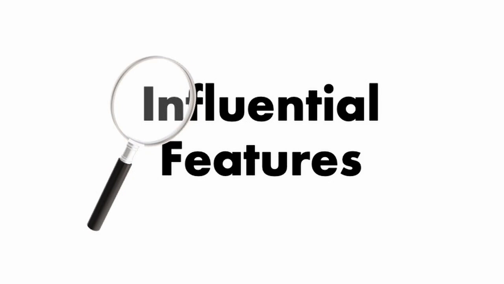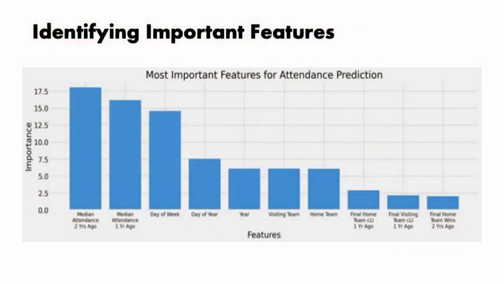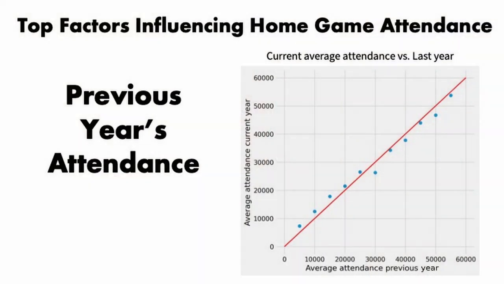Thank you, Gary. I'm Xiaoyu. I'm talking about the influential features in our models. So our CatBoost model has the ability to identify the feature importance and quantify the score of those. We ranked our features, and we found that the median attendance 2 years ago and the median attendance 1 year ago are two of the most important features in our models. Following that are the time series data such as the day of the week, day of the year, and the year. So based on those values, we rank our features by importance value from high to low.